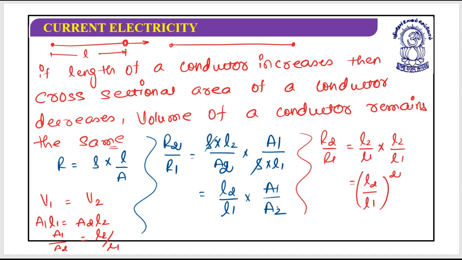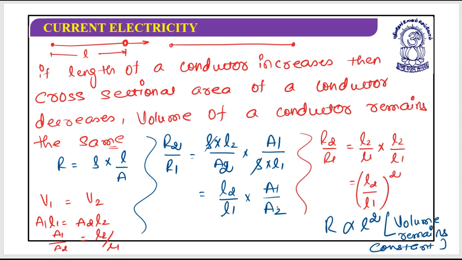Or I can say a very important parameter: R is directly proportional to L square. But this has been written if and only if volume remains constant. This can be written, but for this to be true, the volume of a conductor must remain constant. If volume is constant, I can use this. If it is not, I must go with R directly proportional to L. I hope these things are clear.